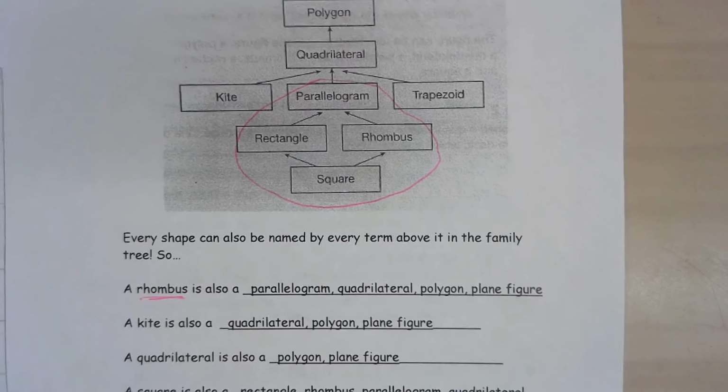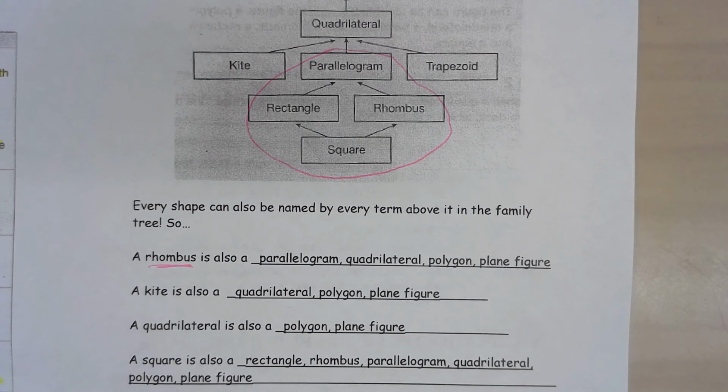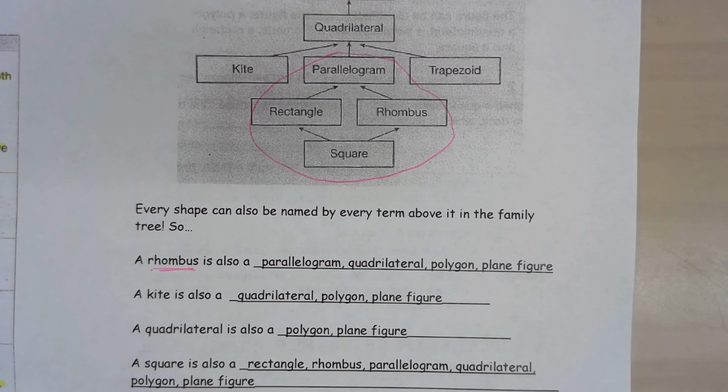So it's all of the words except for kite and trapezoid. Because remember, it does not share the properties of kite or trapezoid. That's the crazy aunt or uncle over to the side.